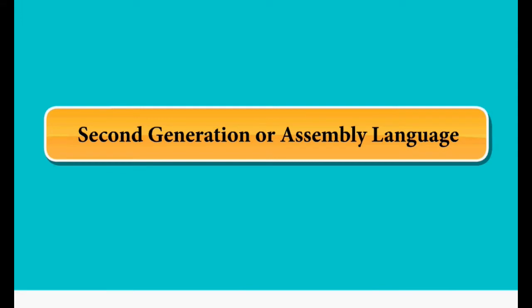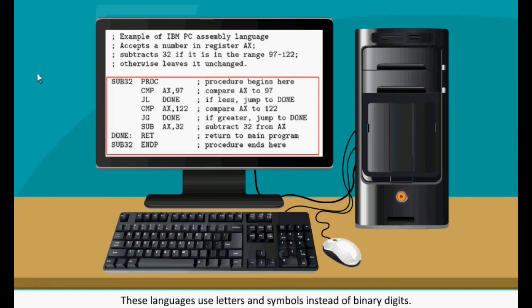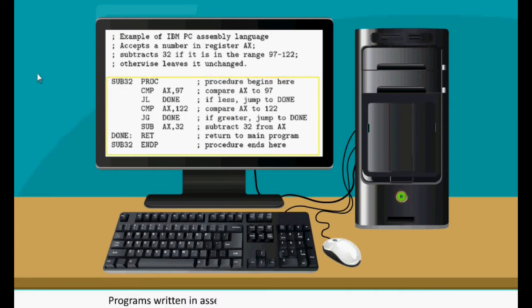Second generation or assembly language. The assembly language was developed in 1950. This language used letters and symbols instead of binary digits. Programs written in assembly languages are called assembly codes.